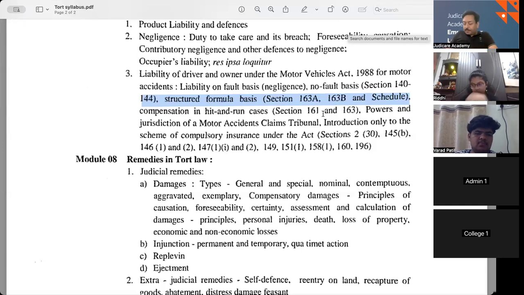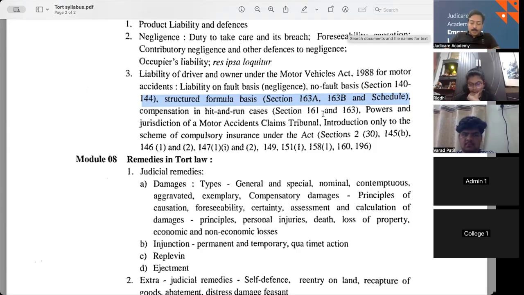163 says the scheme for payment of compensation in case of hit and run. So the central government may by notification in the Gazette make a scheme specifying the manner in which the scheme shall be administered by the General Insurance Corporation, the form, manner and time within which applications for compensation will be made, the officers or authorities to whom such applications may be made, the procedure to be followed by such officers or authorities for considering and passing orders on such applications, and all matters connected with or incidental to the administration of the scheme and the payment of the compensation.